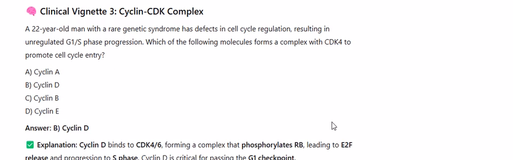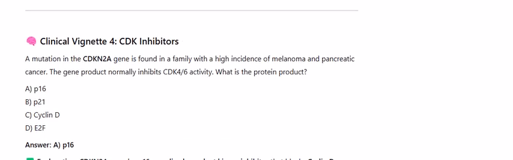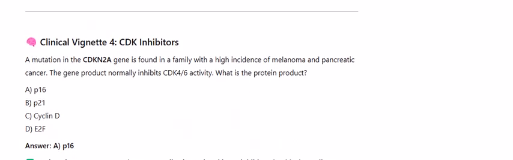Clinical Vignette 4. CDK inhibitors. A mutation in the CDKN2A gene is found in a family with a high incidence of melanoma and pancreatic cancer. The gene product normally inhibits CDK4/6 activity. What is the protein product? A. p16, B. p53, C. Cyclin D, D. E2F.